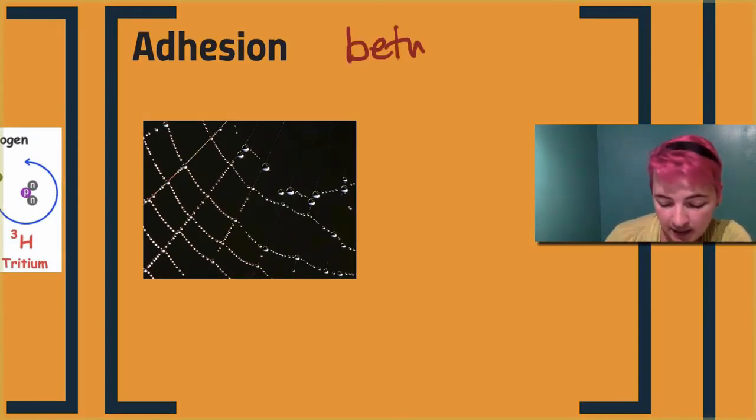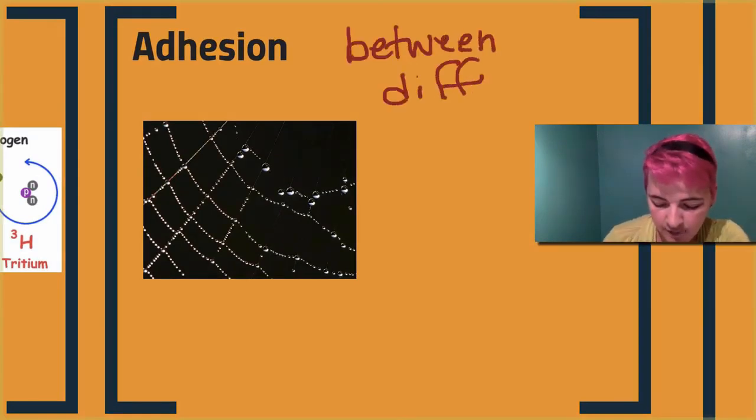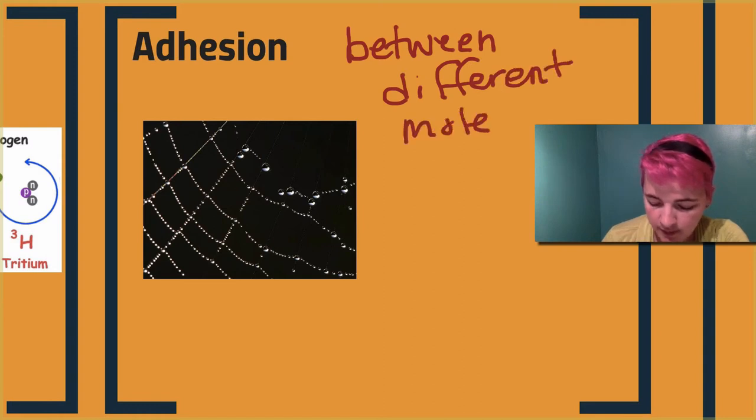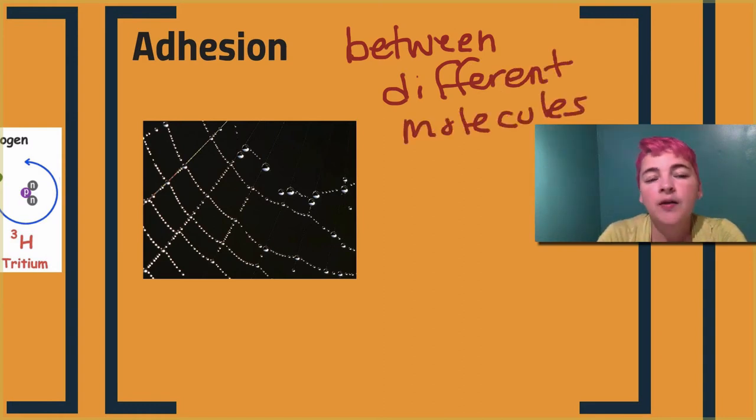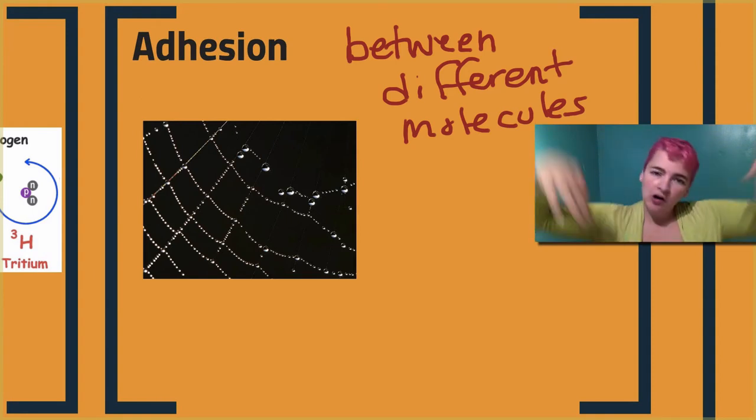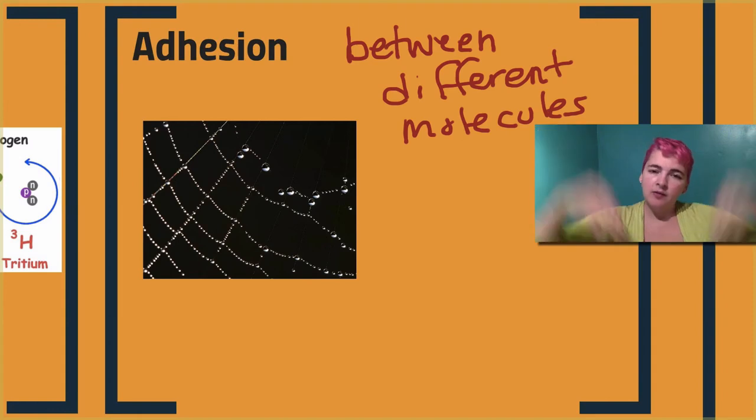Adhesion is an attraction between different molecules. So it would be the attraction between water and something else. The reason why the water droplets are sticking to the spider web is because of adhesion. The water is sticking to the spider silk. This is also when you are pouring water into a test tube or a tube, the water climbs up the side of the glass. The water's sticking to that glass, creating the meniscus.